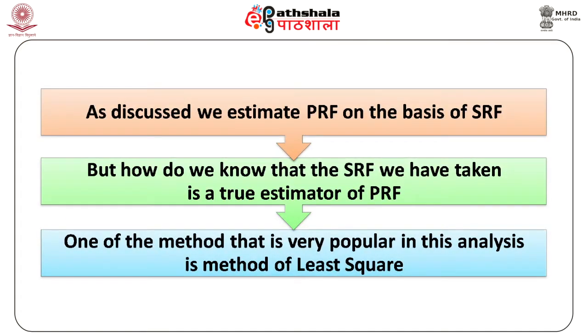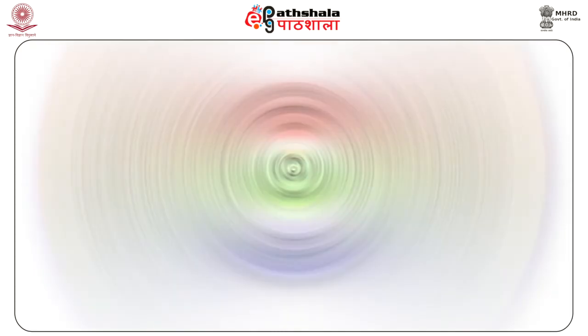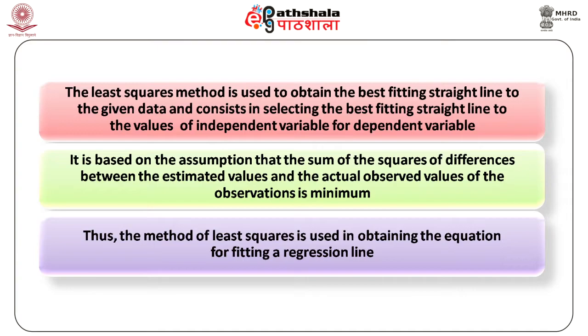As discussed, we estimate PRF on the basis of SRF. But how do we know that the SRF we have taken is a true estimator of PRF? One of the methods that is very popular in this analysis is the method of least squares. The least squares method is used to obtain the best fitting straight line to the given data and consists in selecting the best fitting straight line to the values of the independent variable for the dependent variable.